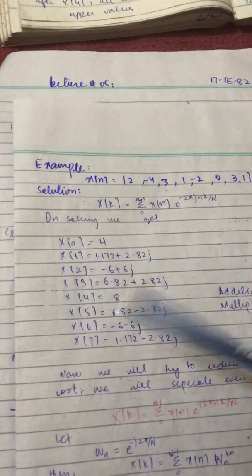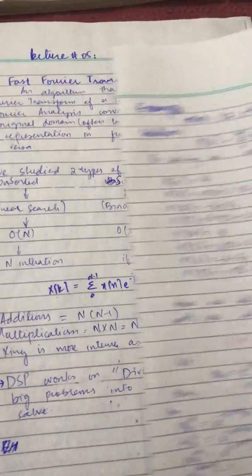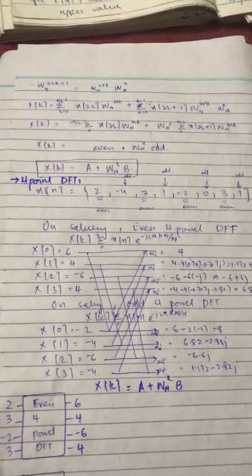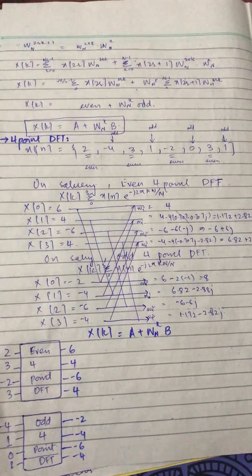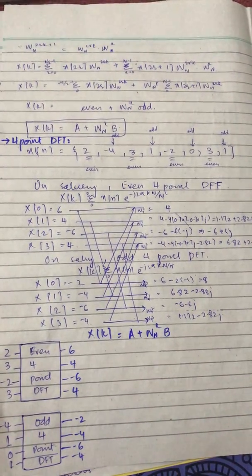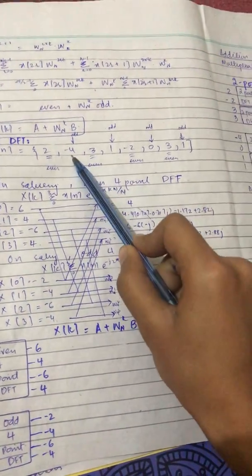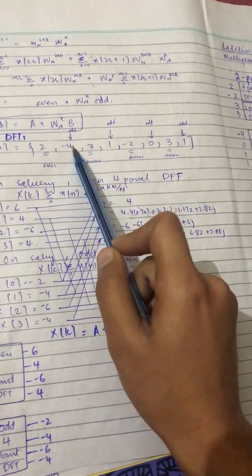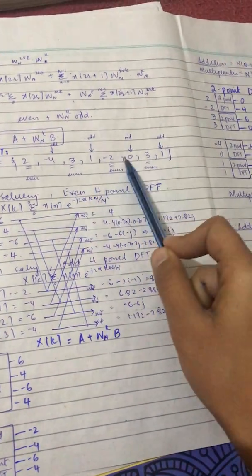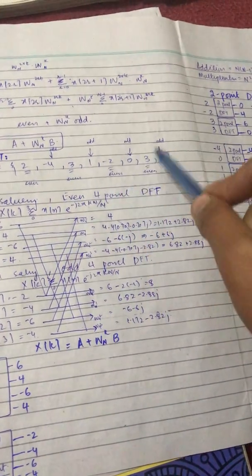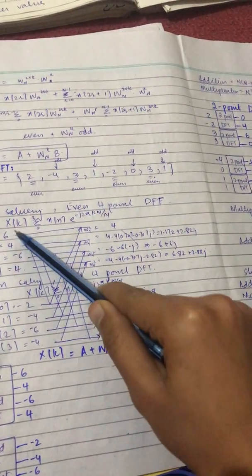In the first case we didn't divide our signal into even or odd, but in the second case, let's check the 4-point DFT, in which we have divided our signal into even and odd parts. On solving the even 4-point DFT, this is the formula. In this even part, x of 0 is equal to 4, 1, 0 and 1, 2, 3, -2 and 3, and after applying the DFT on it, we get these answers, which are 6, 4, -6, 4.